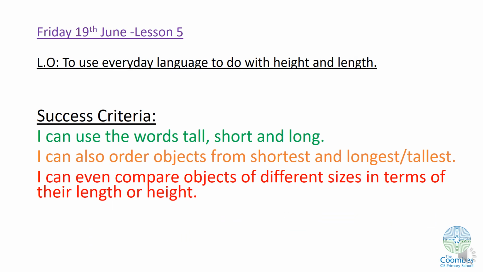So just to recap what we've done this week, your learning objective has been to use everyday language to do with height and length. You will be able to use the words tall, short and long. Some of you may have been able to order objects from the shortest to the longest or the tallest, and some of you may even have been able to compare objects of different sizes in terms of their length and their height. So if you really enjoyed this quiz today, there is also a paper copy of this with different questions on that you can have a little look at.